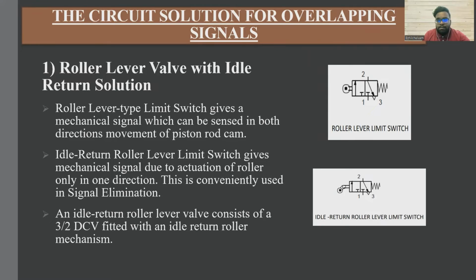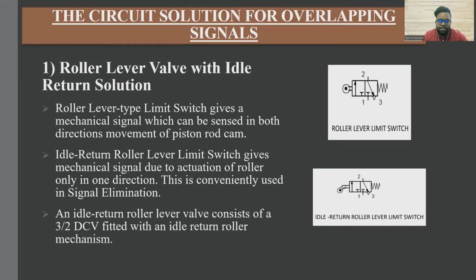Thank you. Now I'm going to explain the circuit solutions for overlapping signals. The first solution is the roller lever valve with idle return solution. Roller lever type means it gives a mechanical signal which can be sensed in both directions of movement of the piston rod. An idle return roller lever switch gives a mechanical signal due to actuation of the roller only in one direction.